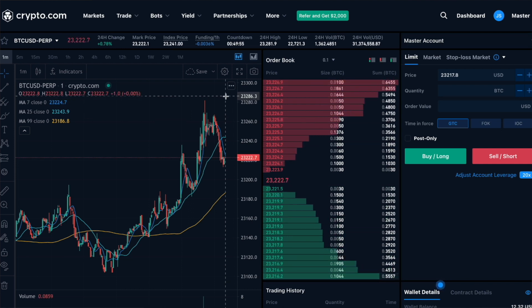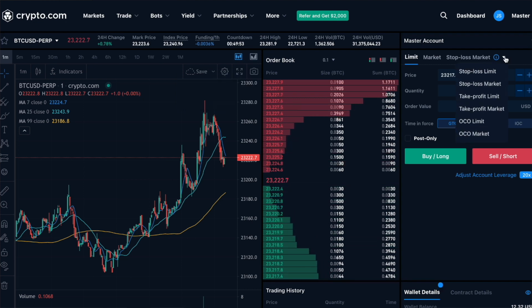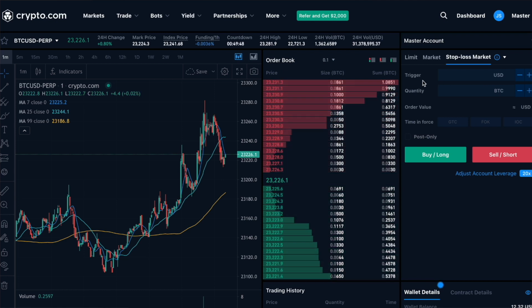We could also set a trigger order by selecting stop order, so our take profit and stop loss can be executed as a market order instead of a limit order. But this is more advanced and beyond the content of this video.